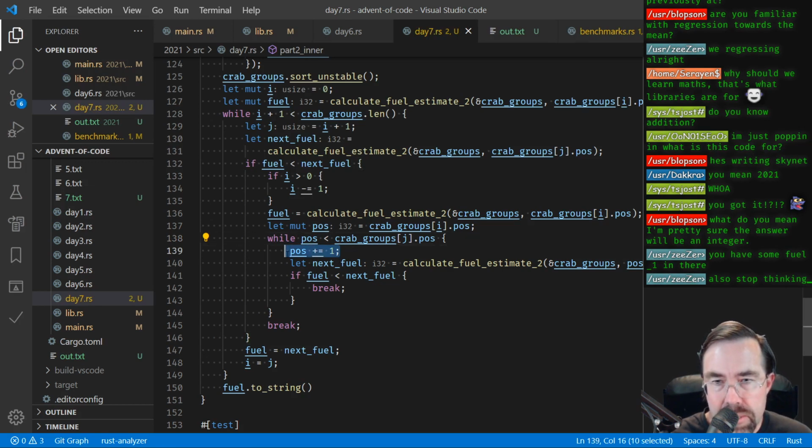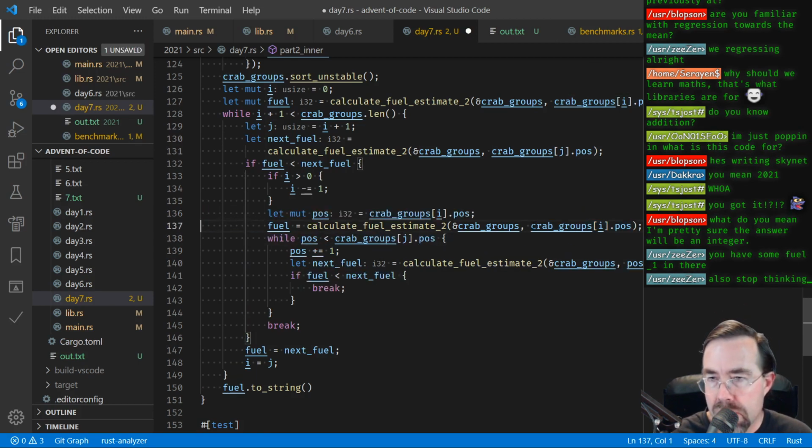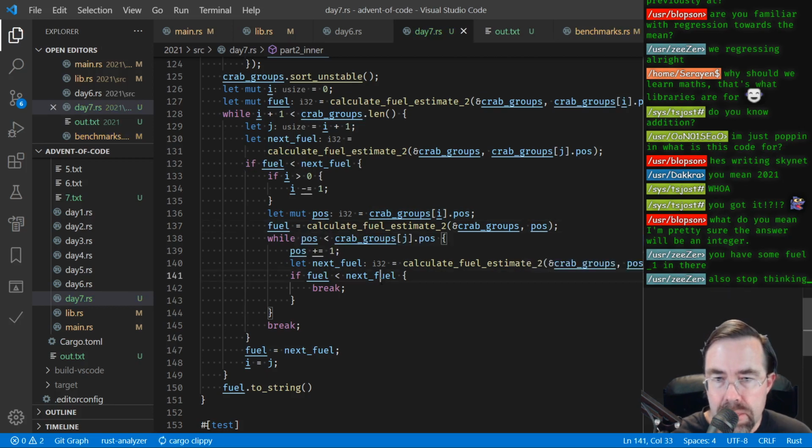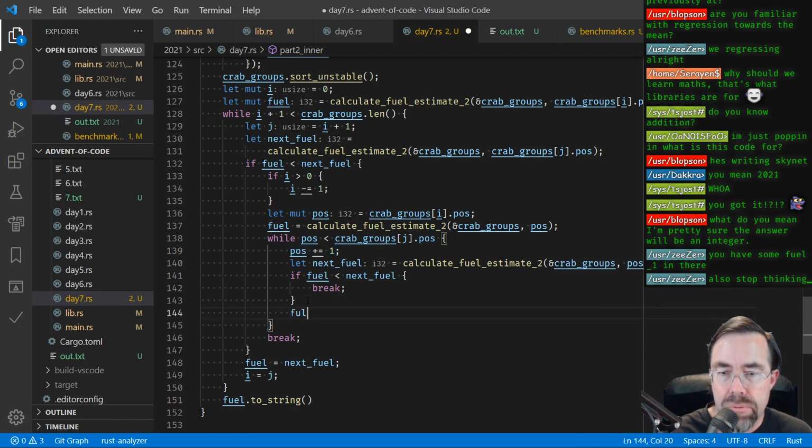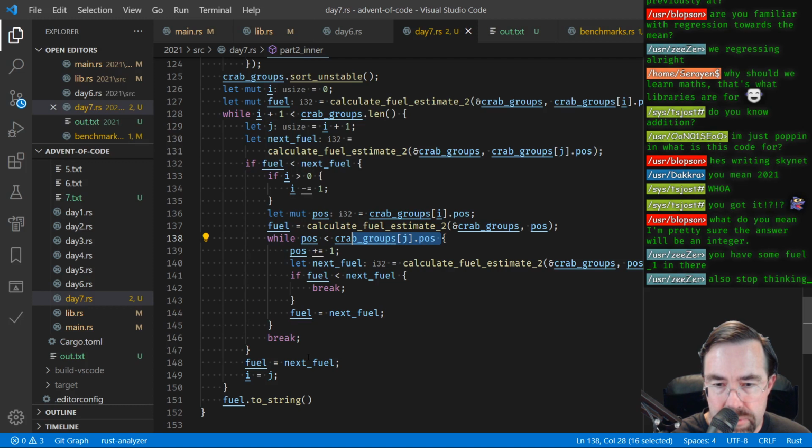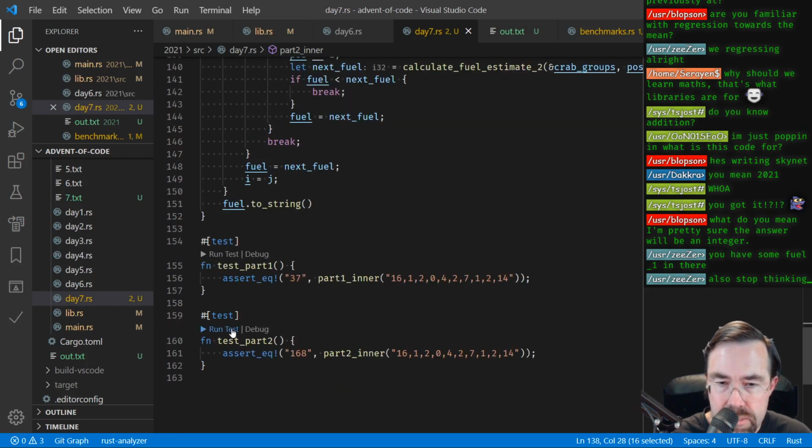Calculate, so the starting position. So I can swap these and just put position here. And then this is the next, 1 unit over, calculate the next fuel. And then if it's starting to go back up, we found the optimal spot. And if we fall all the way out, oh, I forgot the fuel equals next fuel. If we fall all the way out, then that means that the last position was optimal. Okay, so I think this will work. Let's try it.